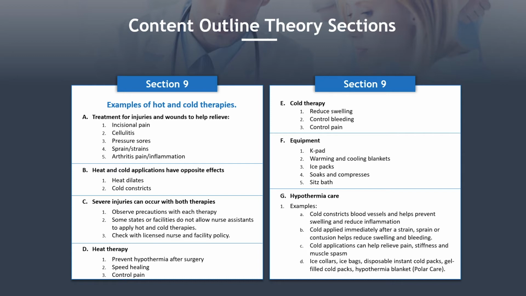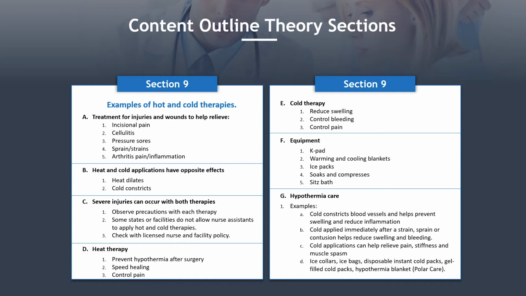C. Severe injuries can occur with both therapies. Observe precautions with each therapy. Some states or facilities do not allow nurse assistants to apply hot or cold therapies. Check with a licensed nurse and facility policy.